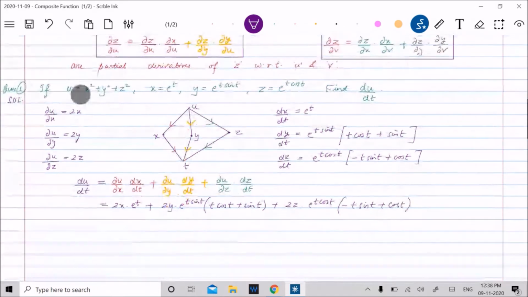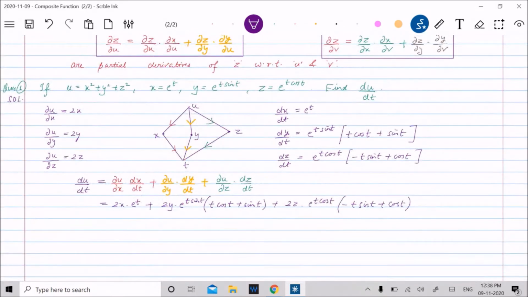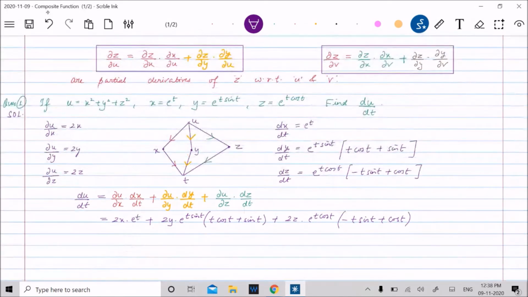Okay, right. So are there terms which cancel with each other? No, I think. Common? Yes, we can take common. E to the power t cannot be taken common.